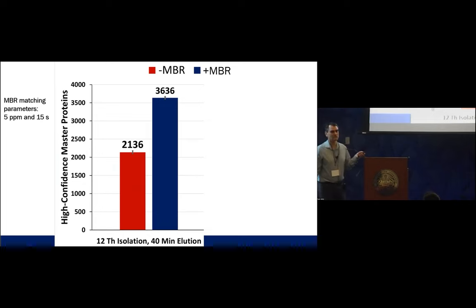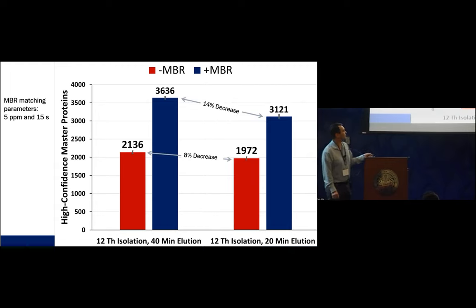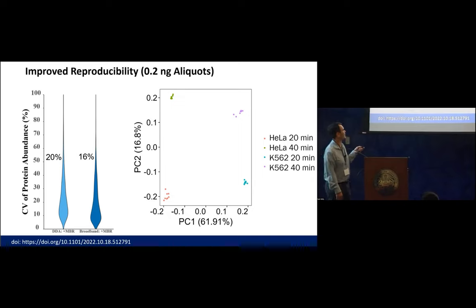So what this does for single cell analysis, and mind you, this is with the Orbitrap Exploris mass spectrometer, with a 12 Thompson isolation window, 40 minute elution, we're getting over 2000 proteins. This is for 0.2 nanogram HeLa digest that's being analyzed. Without match between runs, about 2100, and with match between runs, 3600. And when we cut our separation time in half from 40 minutes to 20 minutes, we only lose around 10% of our proteome coverage. So that's a worthwhile trade-off for many, many applications.